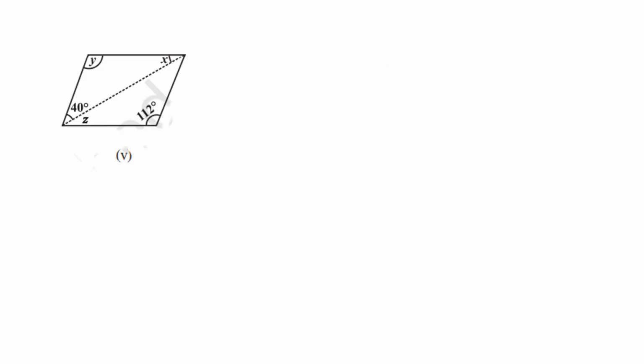Clear? Now this is the last question of question number 2. Here also you have to find the value of X, Y and Z. Okay. So first of all, you'll see here, this value is given as 112 degree. Now, if this angle is 112 degree, the angle which is opposite to it, which is Y, that is also equal to 112 degree. Right? So I can write Y is equal to 112 degree, and the reason will be opposite angles in a parallelogram are equal.